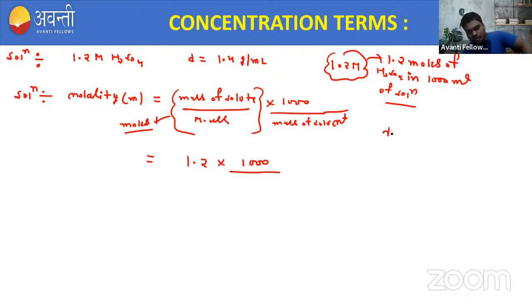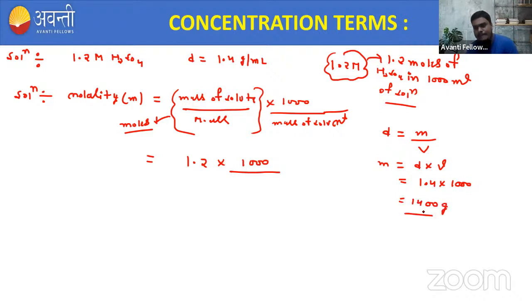Now, how will you calculate the mass of the solvent? We know density is equal to mass of the solution upon volume of the solution. Now you want to calculate the mass of the solution, so it is density into volume. Density in this question is 1.4, and volume is 1000. So it comes out to be 1400 gram. This is the total mass of the solution.